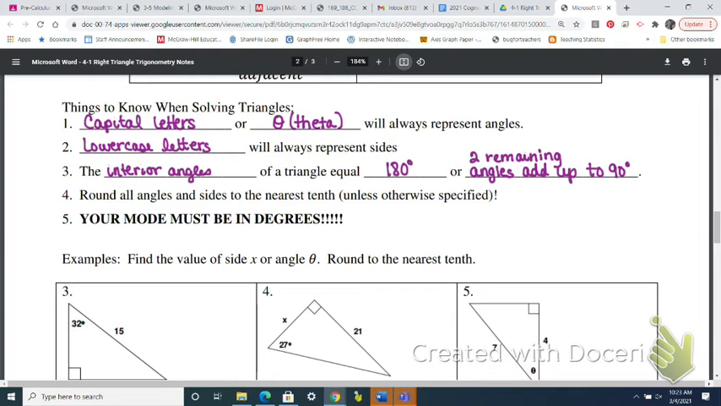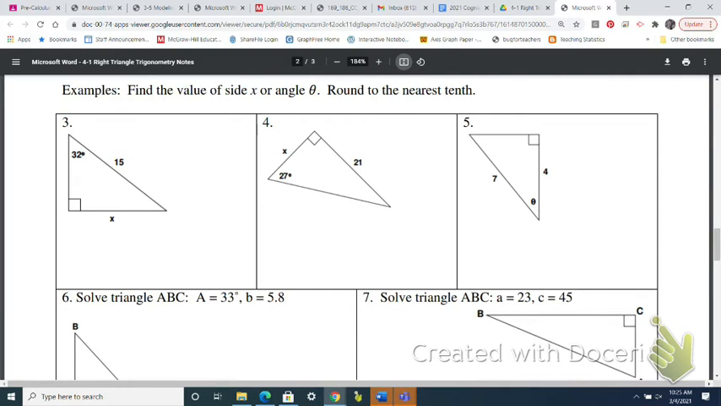We are going to round all of our angles and sides to the nearest tenth, unless I tell you otherwise. And your mode in your calculator or in Desmos must be in degrees. Make sure it is before you do any of these calculations. So let's take a look at some examples. So for these first three, we are going to simply solve for the variable.